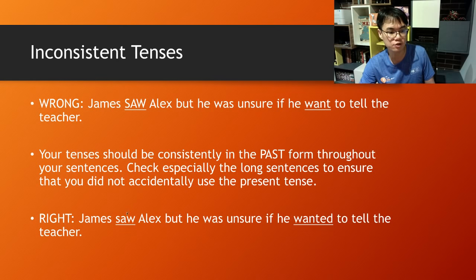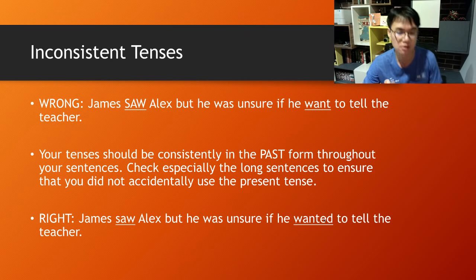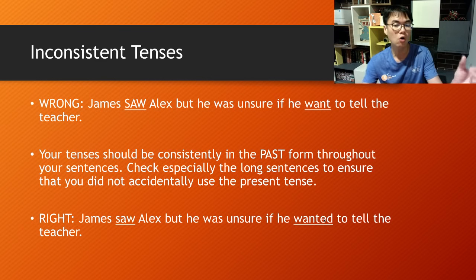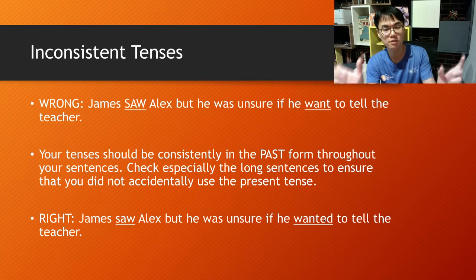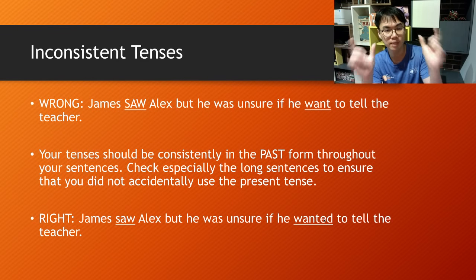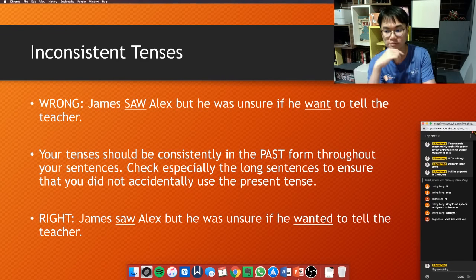So the correct answer should be James saw Alex, but he was unsure if he wanted to tell the teacher. So saw, wanted. Two verbs in a very long sentence, they must be in the same past tense. All right? Are there any questions so far?